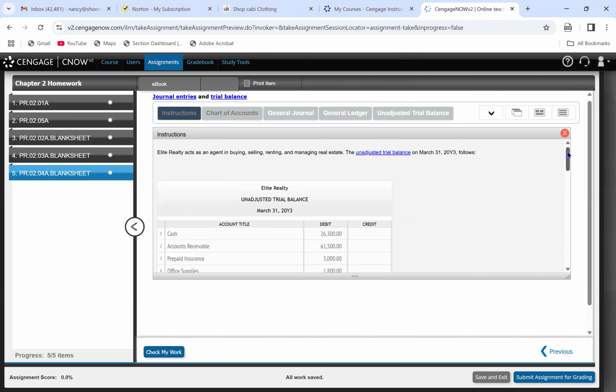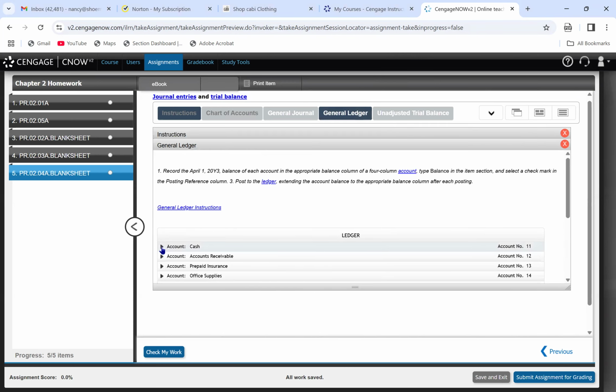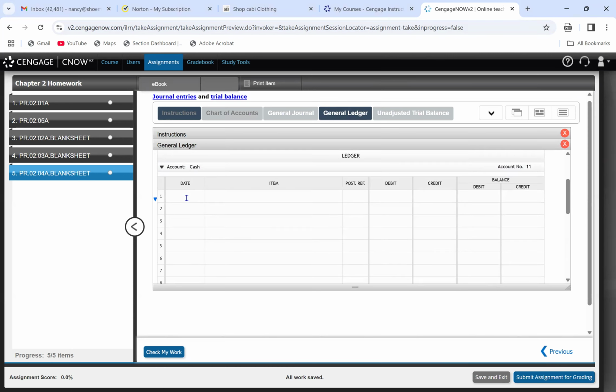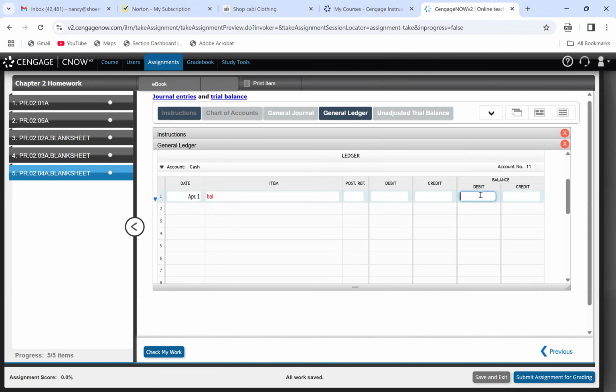So the first thing we're going to look at is cash, which has a balance of 26,300. We're going to go to the general ledger cash and show the date, April 1st, 25, or whatever the date was. I'm so sorry. And I'm going to show balance, and I forget already what the amount was. Sorry, guys, 26.3. We're going to show this as 26,300. Okay, so we have the cash balance there.